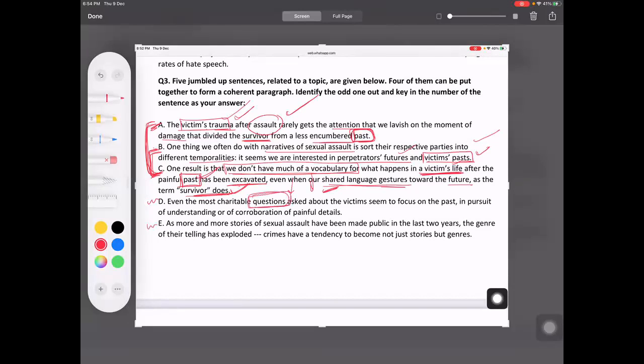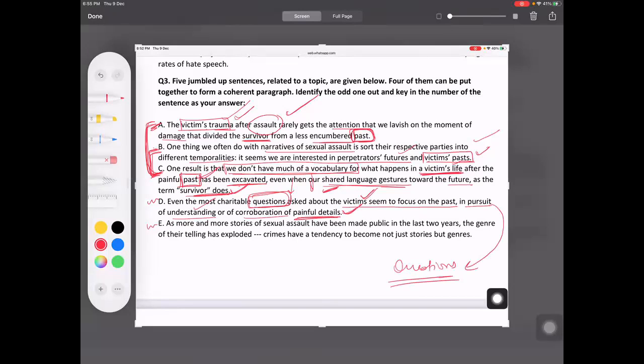Now they're asking questions about the victim that seem to focus on the past in pursuit of understanding and corroboration of painful details. They are saying that whatever happened to the victim, some questions are asked on the basis of understanding what happened to her or him, and the painful details are asked. So in option D, they are asking questions to the victim.